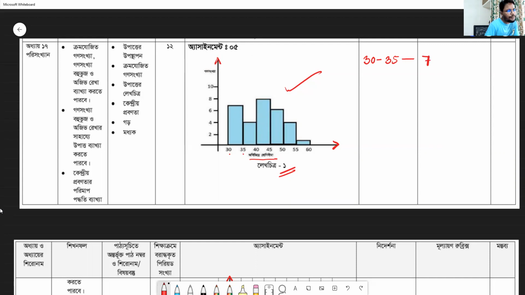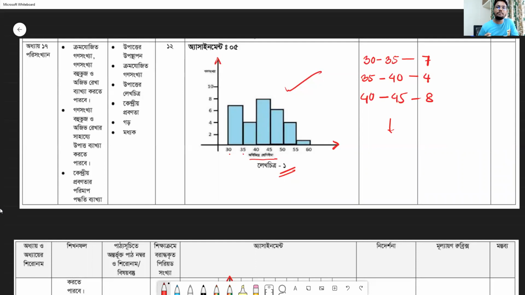In the next one, the class interval 35 to 40 goes up to 4. Next one is 40 to 45, which is up to 8. In the same way, we will complete the first, second, third, fourth, fifth, and sixth class intervals.